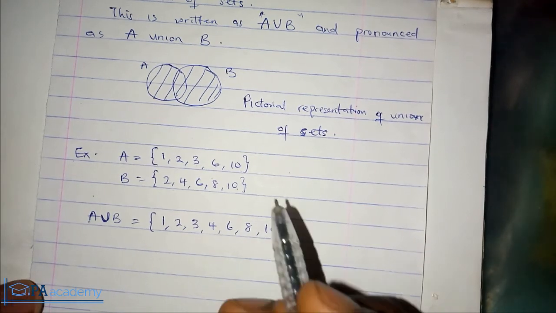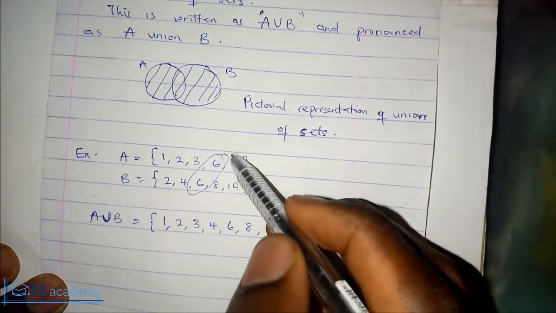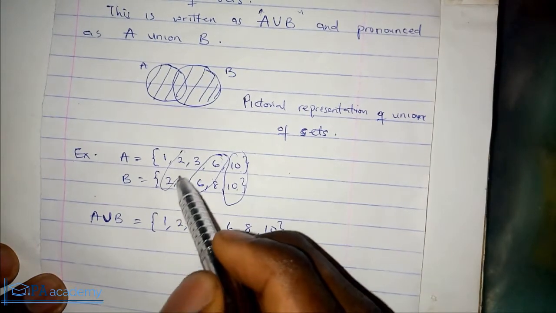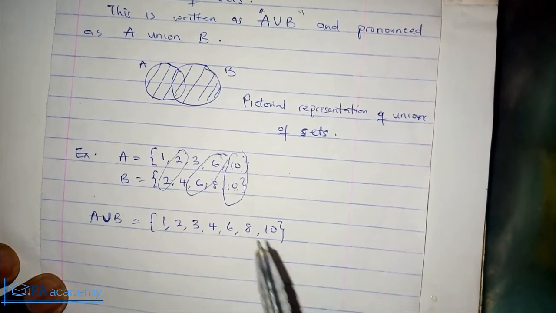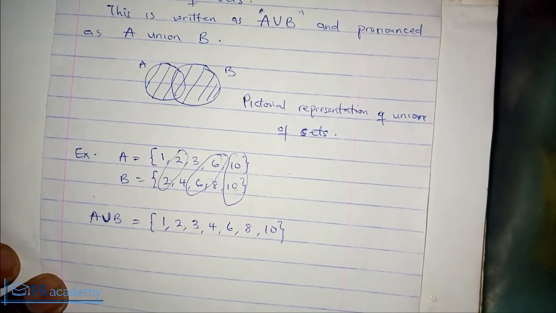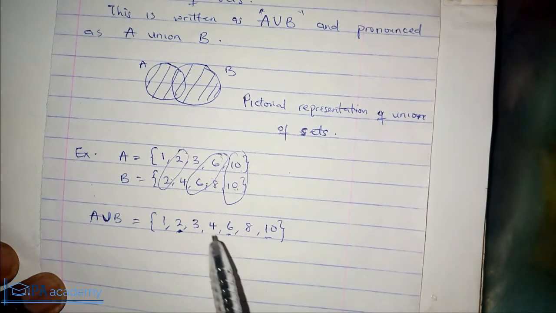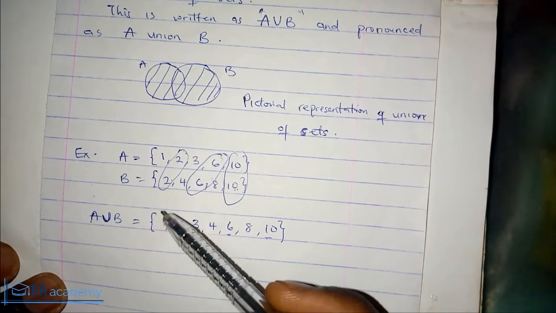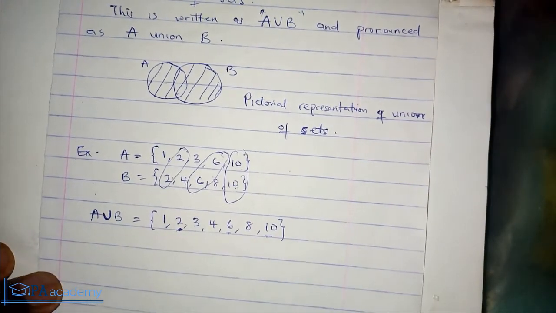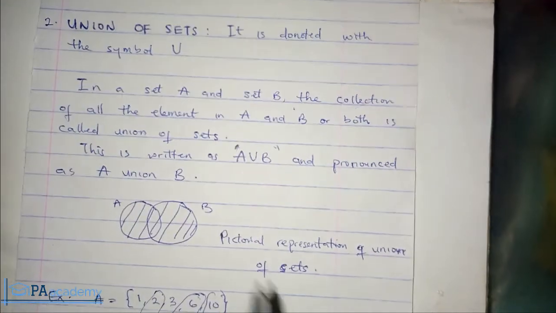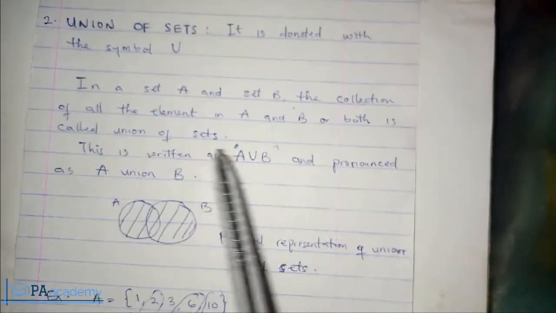Now, it's also important to know that if the two sets, for instance, now you see set A and B, 6 is common to both sets, 10 is common to both sets, even 2 is also common to both sets. You will not say because 2 is common or 6 is common and 10 is common, you write them two times. No, you just write them once. So you're only having 2 once, 6 only once, 10 only once. You don't write them multiple times because they appear in both sets. You just pick one and then you have it in the union of the set. So that's what we mean when we talk about the union of a set: in a set A and set B, the collection of all elements in A and B or both is called the union of a set.